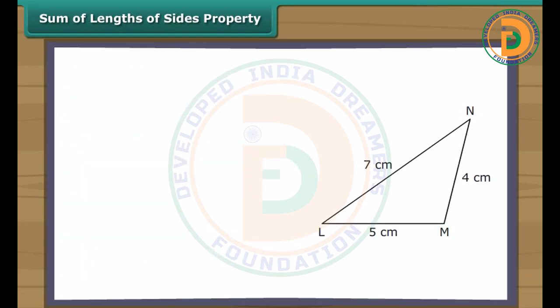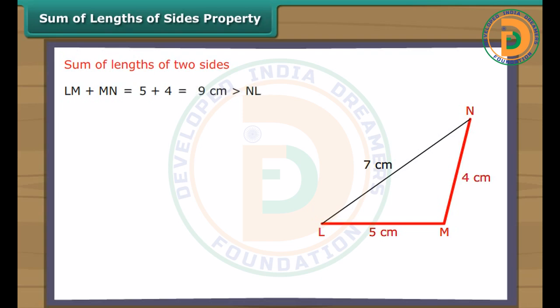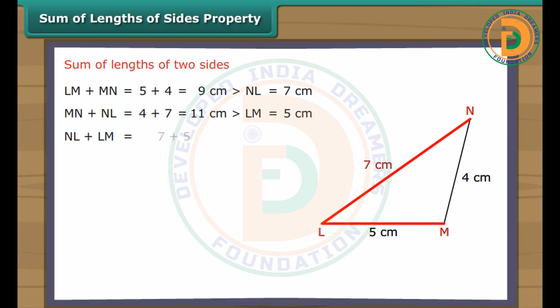In the triangle LMN, LM is 5 cm long, MN is 4 cm long, and NL is 7 cm long. Let us first look at the sum of the lengths of two sides. LM plus MN is equal to 5 plus 4, which equals 9 cm, which is greater than NL, which equals 7 cm. MN plus NL is equal to 4 plus 7, which equals 11 cm, which is greater than LM, which is 5 cm. NL plus LM is equal to 7 plus 5, which equals 12 cm, which is greater than MN, which is 4 cm.